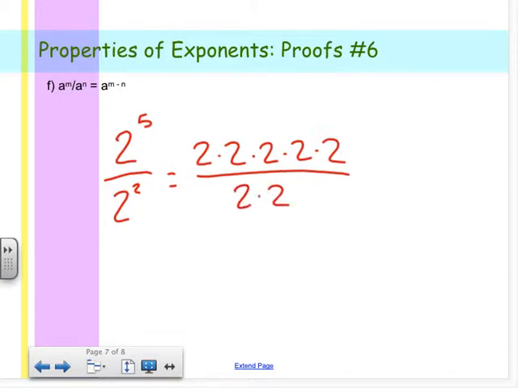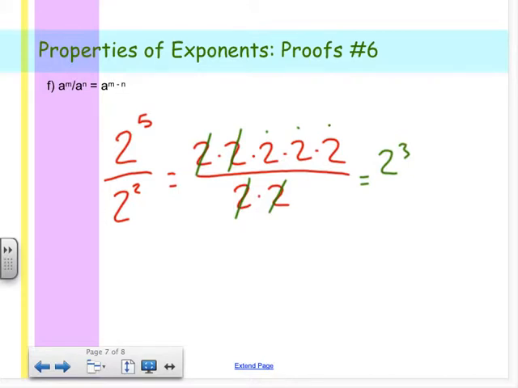2 times 2 times 2 times 2 times 2, all of that being over 2 times 2. Now I look at this as a fraction and I see I have a 2 on the top and a 2 on the bottom. 2 over 2 reduces to 1, so I can just cross these out because they cancel one another. Same thing with these two. I have a 2 over 2, those reduce to 1. What I'm left with is 2 to the third. I have 1, 2, 3 2's. If I write that in condensed form, that's 2 to the third.